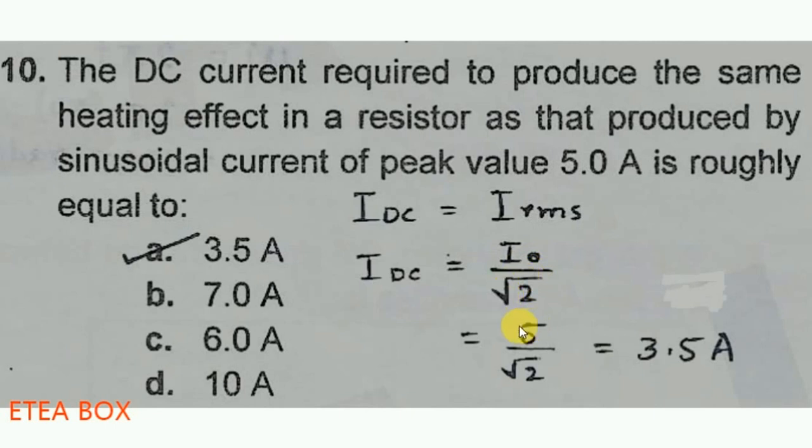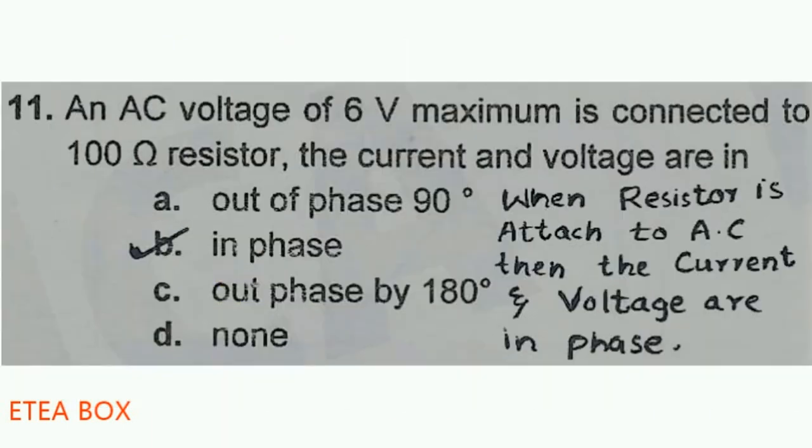Here I naught is equal to 5. So 5 divided by under root 2 will give 3.5 ampere. So the current in DC is equal to 3.5 ampere. In this way, you can find the DC current when the peak value of the alternating current is given. Here 3.5 ampere is the correct answer.